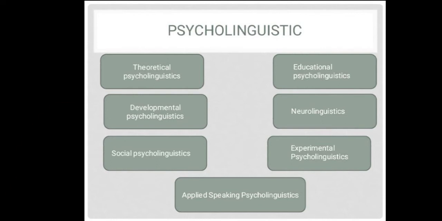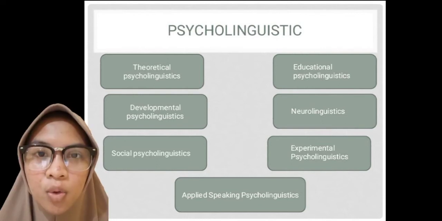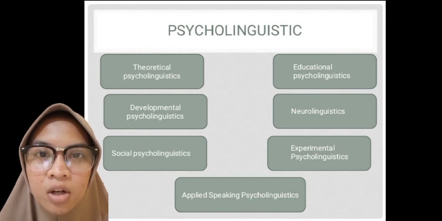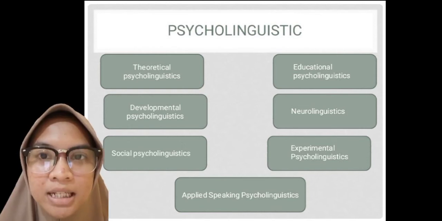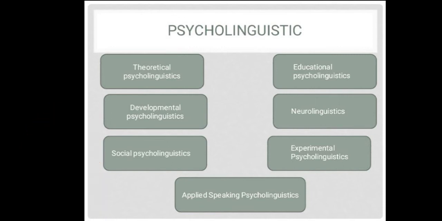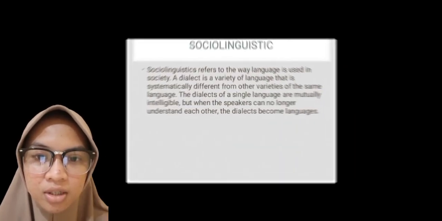And next is applied psycholinguistics, which is the application of the findings of the six psycholinguistic subdisciplines in certain fields such as speaking and listening, education, language teaching and learning, reading teaching, neurology, psychiatry, communication, and literature.